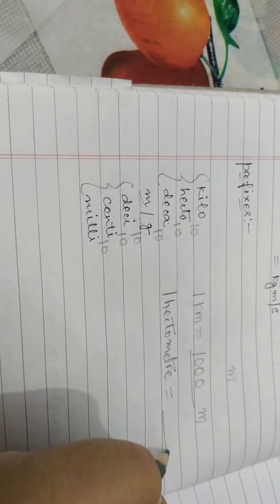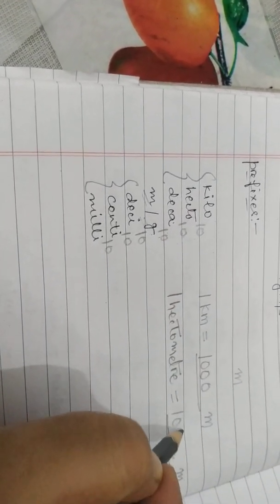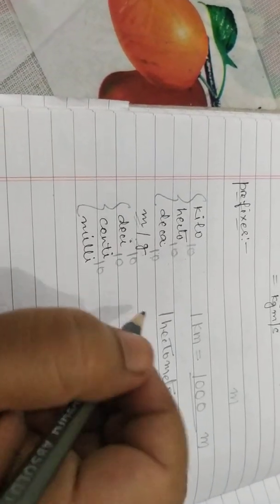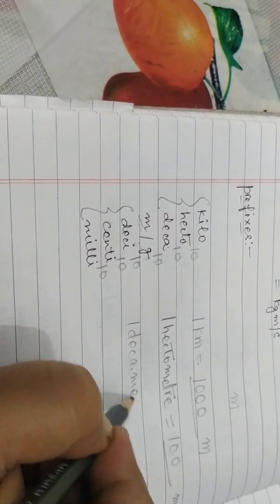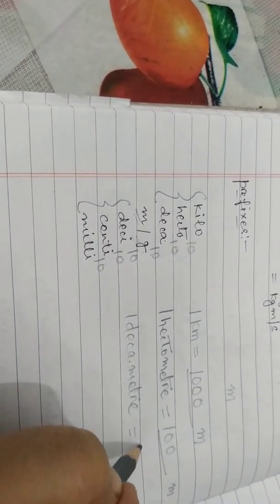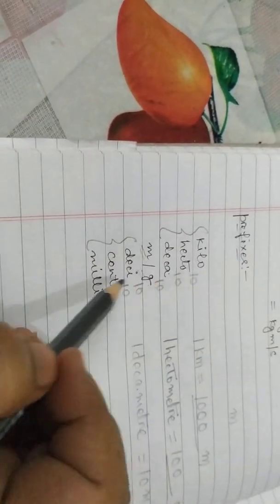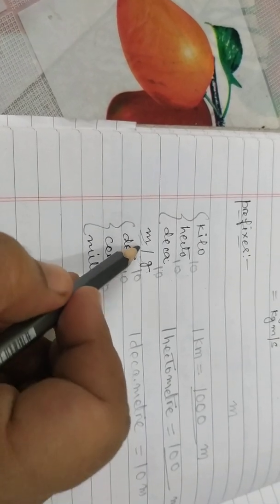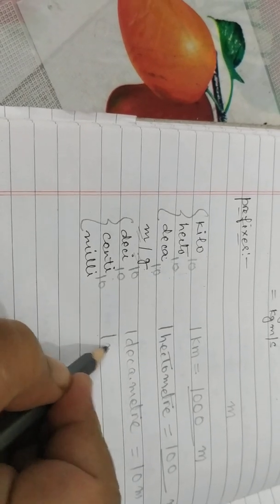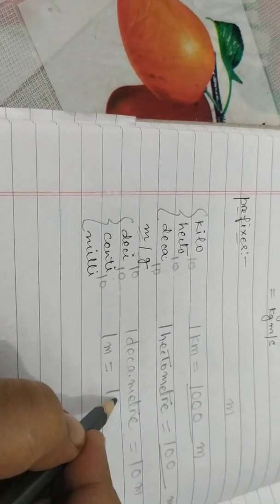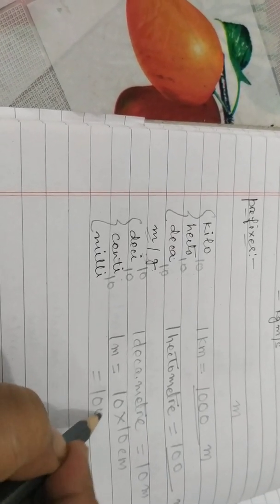1 hectometer is equal to how many meters? 10 multiplied by 10, that gives you 100 meter. 1 decameter is equal to just 10 meter. Similarly, for other quantities, 1 meter is equal to how many centimeters? 10 multiplied by 10, that is 100 centimeter.